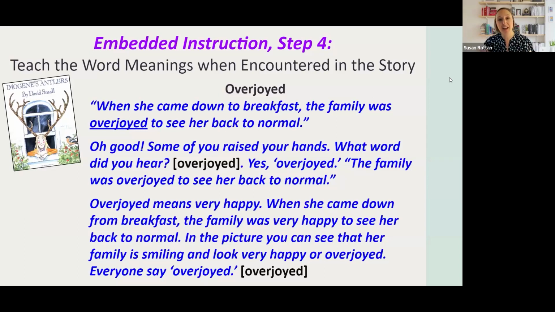And again, I'm a big fan of the picture support when necessary. It helps them to really connect to it and remember. And so this is our little 4-step process for embedded instruction. And now Jenlyn is going to talk about extended instruction.